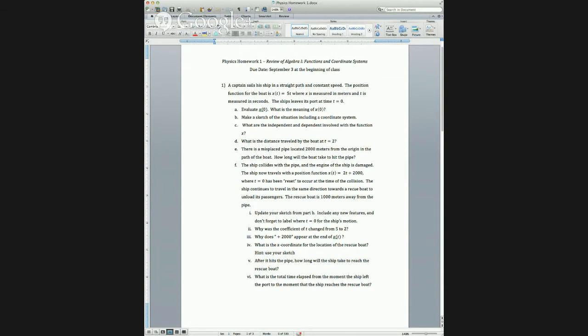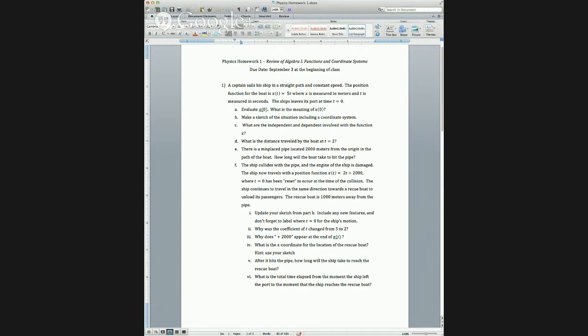So just to highlight a few things here. This means that at time t equals 0, if the ship's leaving the port, this position function that I just highlighted means that at time t equals 0, x is equal to 0. So the origin for this coordinate system, or wherever x is equal to 0, is at the port. So it first says evaluate x of 0. What is the meaning of x of 0? We just talked about that. It is the starting location of the ship, and it's the location of the port.